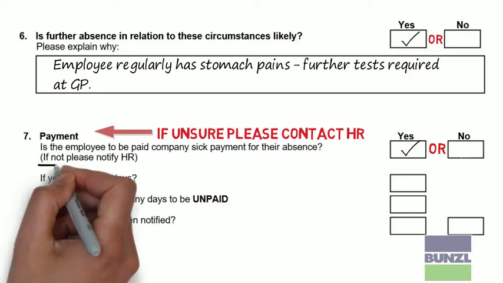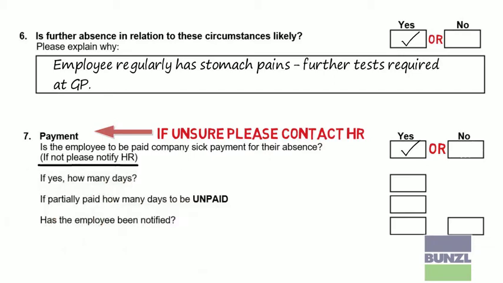If no, please make sure that you notify HR and or payroll. If yes, how many days? Please record how many working days in total the employee is being paid for in the box on the right. If partially paid, how many days to be unpaid? If the employee is only being partially paid for their absence, please record how many days that are not being paid in the box on the right.